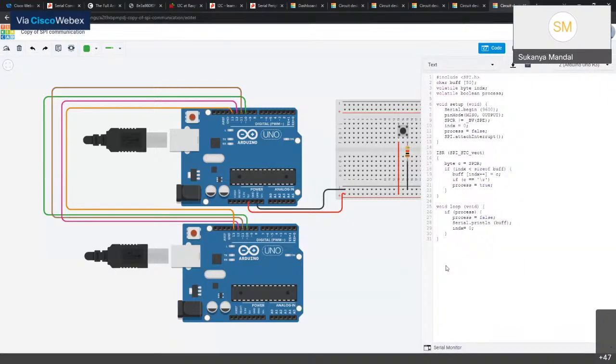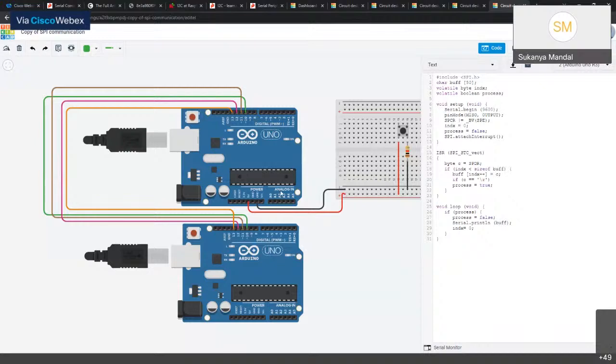And looking at the code side, what happens is we just configure. We're just putting up the character buffer, and these are some initializations of some libraries, and then beyond that we do the setup. We begin the baud rate monitor. The serial monitor baud rate is at 9600. Then we configured the pin mode MISO to be output. Then we also configured the SPCR with SPE, and index 0. Then process false. Then SPI attach interrupt.